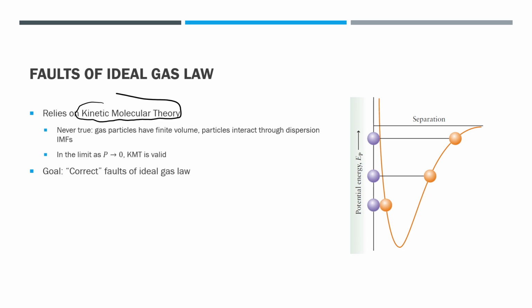So what are the two things that are never exactly true with kinetic molecular theory? Kinetic molecular theory assumes that gas particles themselves have zero volume and that there are no interactions between particles. And these two things are false, right? Gas particles do have a finite volume at all times, and particles do interact with each other through intermolecular forces. But we assume in kinetic molecular theory that the IMFs are so weak that we can basically say they're zero, and that the gas particles are so small that we can basically say their volume is zero. But this is not always true.